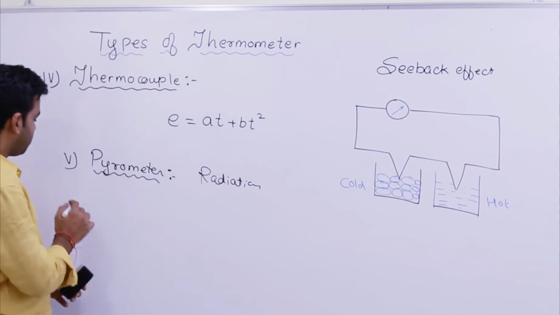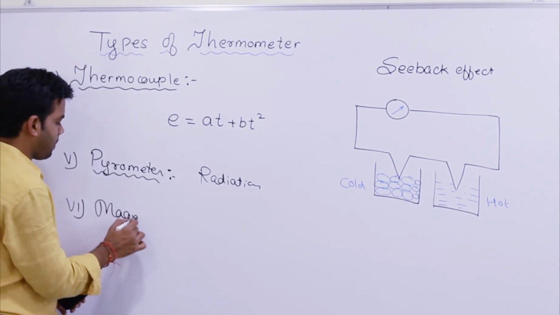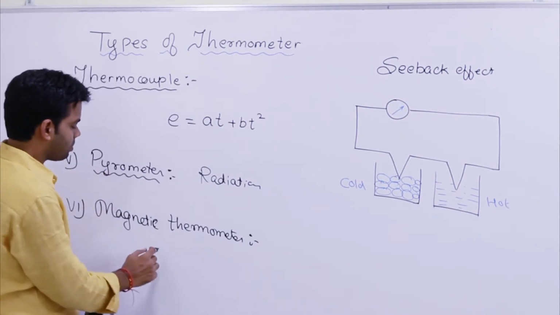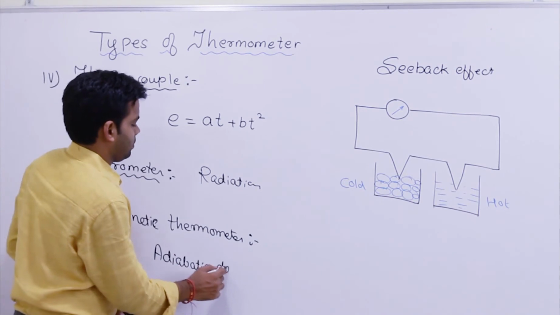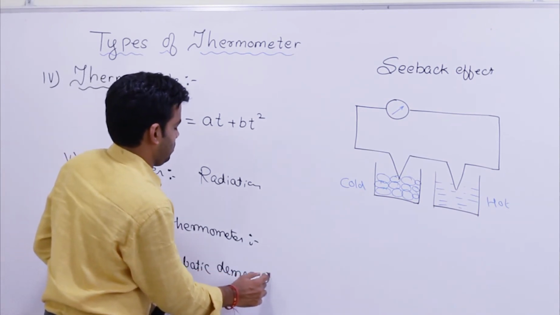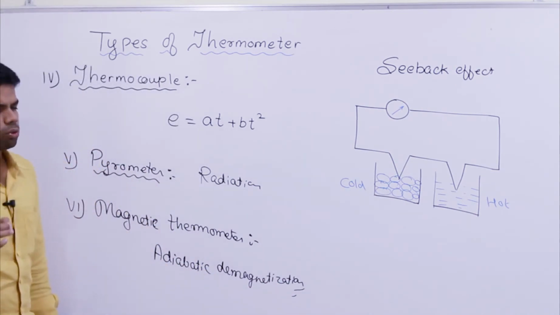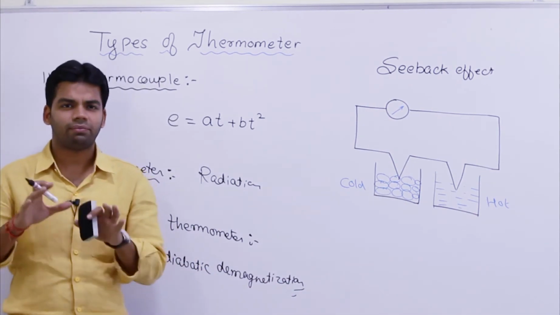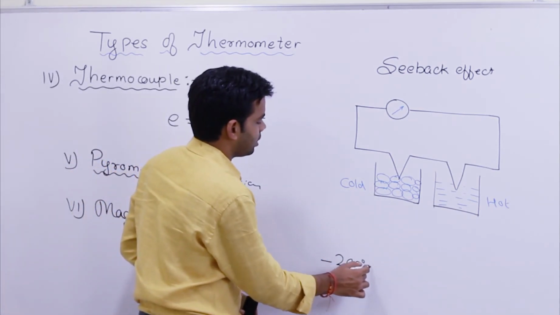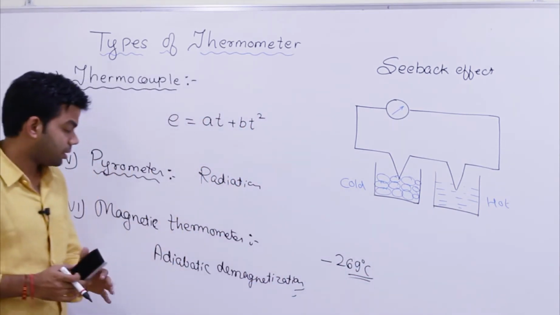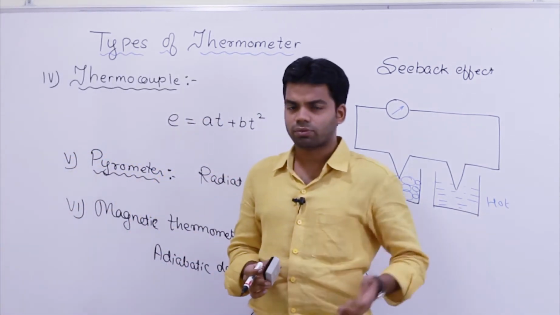Next is the magnetic thermometer. This magnetic thermometer works on the principle of adiabatic demagnetization. This thermometer can be used to determine very low temperatures, and when I say very low, I mean temperatures of the order of minus 269 degree centigrade. Such a low temperature can be determined with the help of this magnetic thermometer. So these are all different kinds of thermometers.